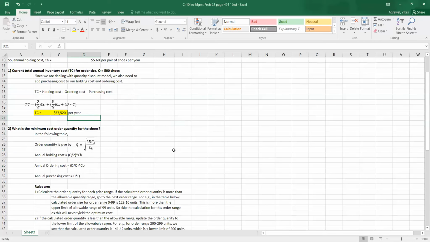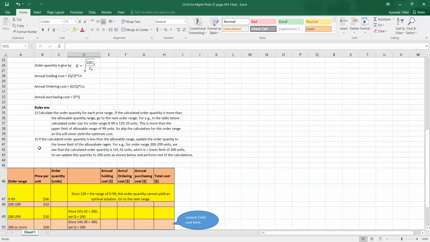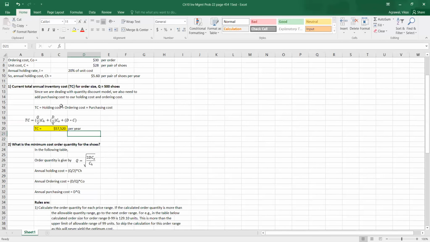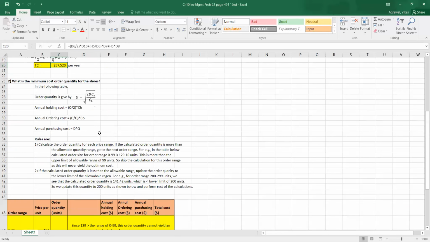Because you know the range of the order sizes and unit prices. As you increase the order sizes, the unit prices go down, and that might have an impact on your total inventory management costs. So whatever you're paying right now, is it the optimal amount, or can it be lower? Let's go ahead and figure it out.